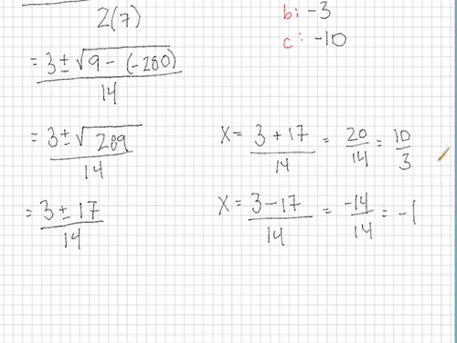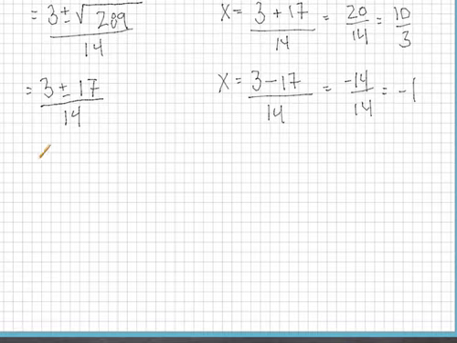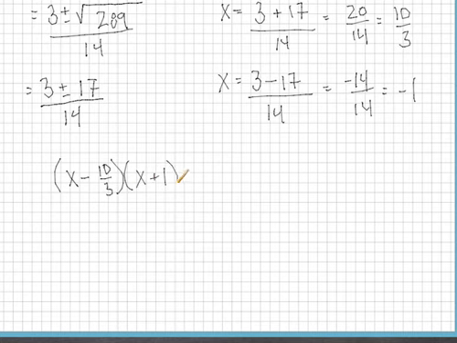Now that we've solved the equation, we can put it back in the factor. We are going to go ahead and use the opposite sign as the solutions that we got. So this is going to be x minus 10 over 7 times x plus 1 is equal to 0. And that's your final factored form for this equation.